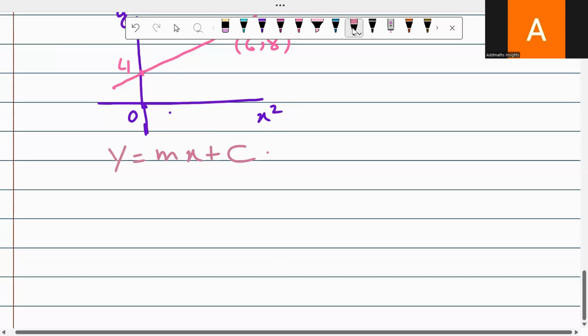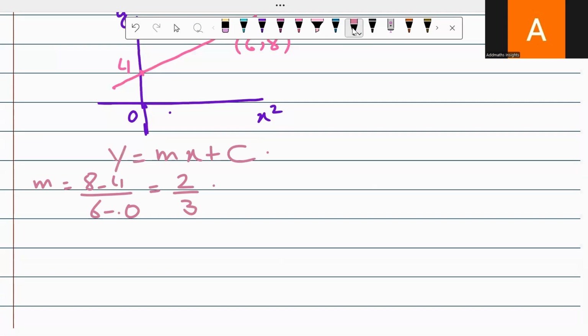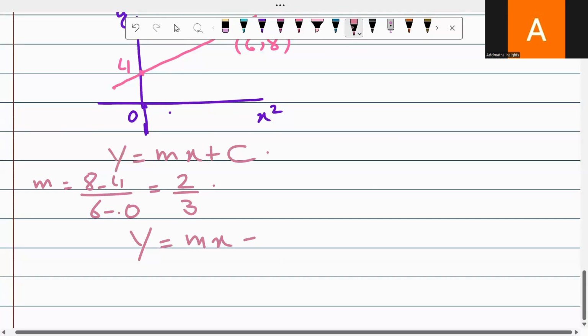With the help of these two points, you can find the gradient. Gradient m is y2 minus y1 over x2 minus x1, which equals 4 by 6, which is 2 by 3. And with the help of the graph, you can see that the y-intercept is 4. It's the point where your line crosses the y-axis. So you can write y equals 2 by 3 x plus 4.